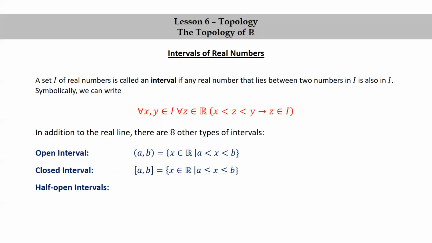We also have two kinds of half-open intervals. The first one is open on the left and closed on the right.